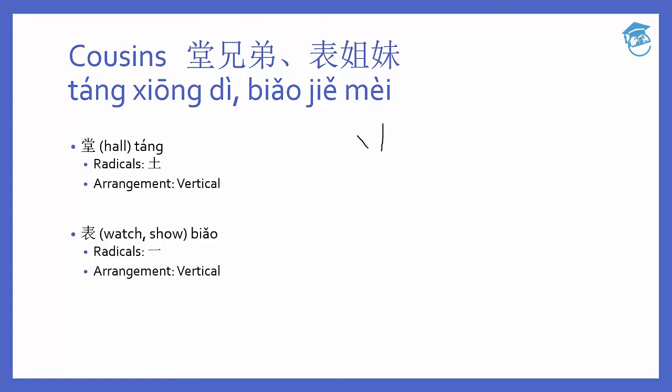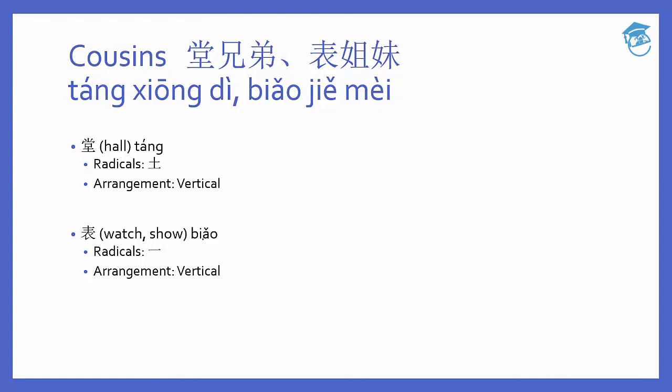1、2、3、4、5、6、7、8、9、10、11. 11 strokes for this word, 堂. And for 表, other than saying cousins are in different family name than yours, it also refers to watch and show. Okay, of course this will be covered in future lessons.